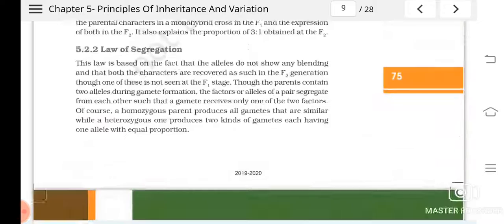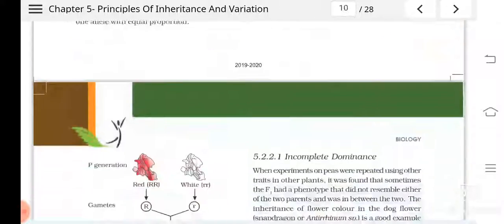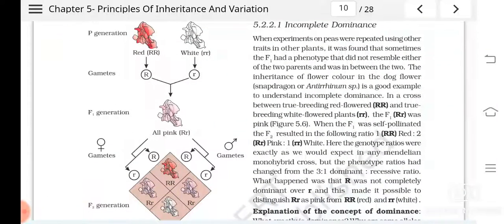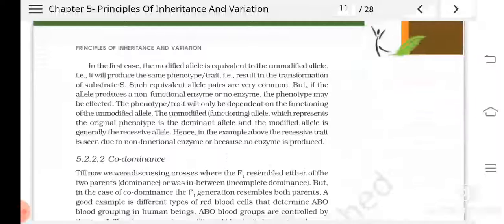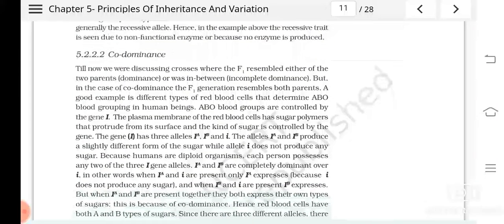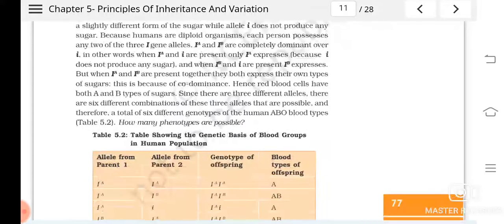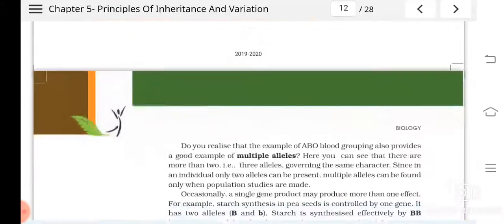Then we have studied the law of dominance and law of segregation, and some deviations. Incomplete dominance, what happens in this? The dominant allele is not able to completely suppress the recessive allele, isn't it? And then we have studied codominance, where two alleles are expressing side by side. No one is able to suppress the other one.